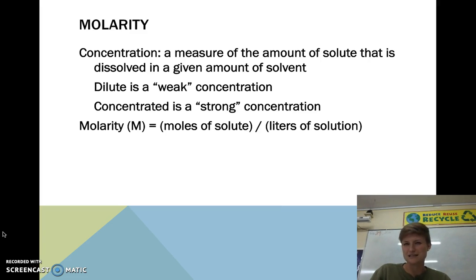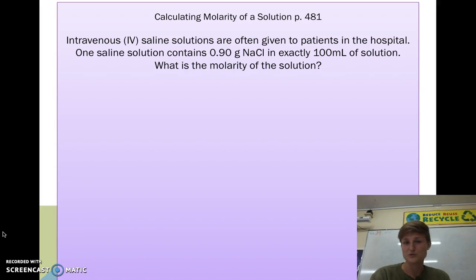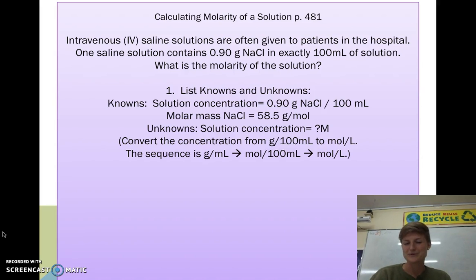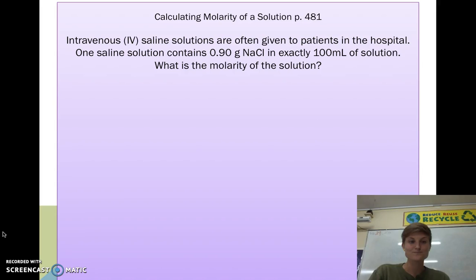And I have a diagram for you somewhere in this PowerPoint that you can switch those things around and still get the right formula. However, this one is not too complicated. You've got molarity equals moles divided by liters. Okay, and so we're going to go ahead and do a problem to work with that. And if you're following, we're on page 481.